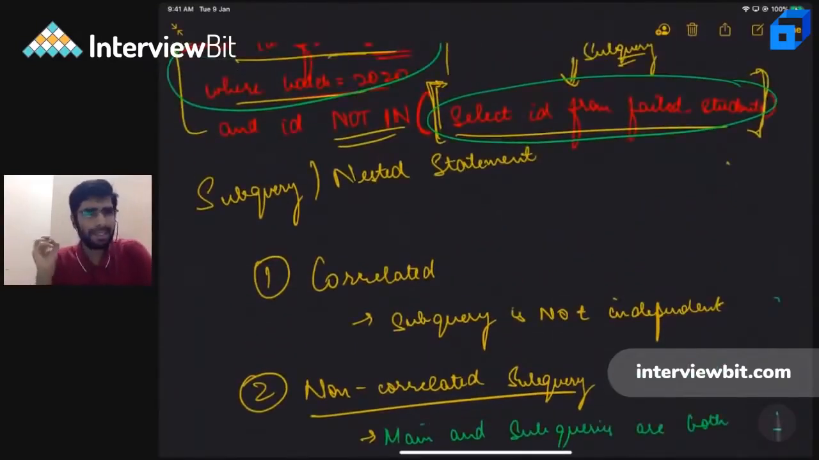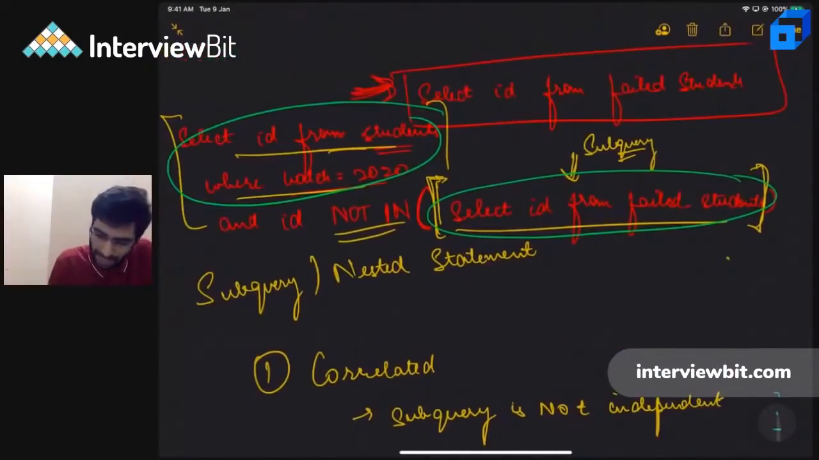As we can clearly see in the above example, the select ID from failed students can exist without even the main query existing, right? So it is definitely an independent or a non-correlated subquery.